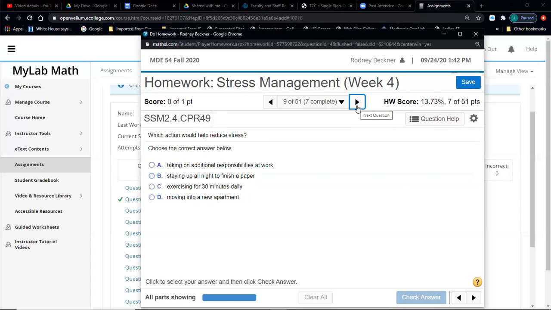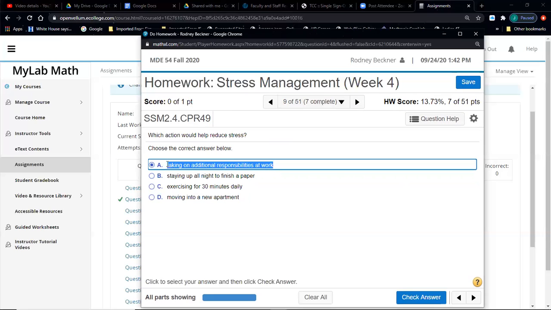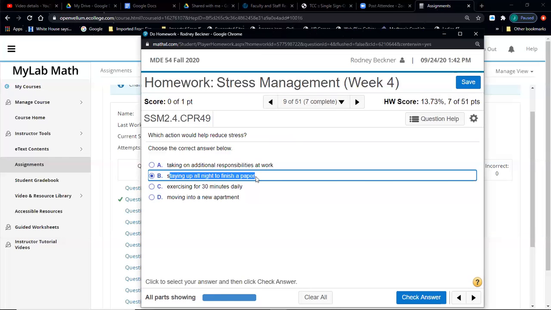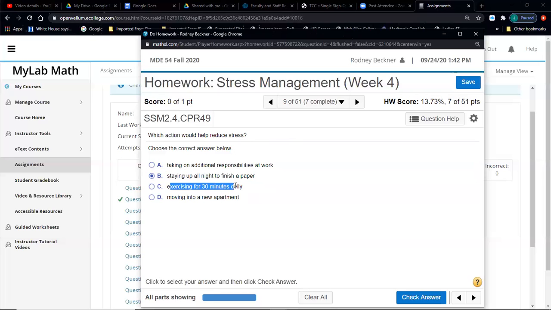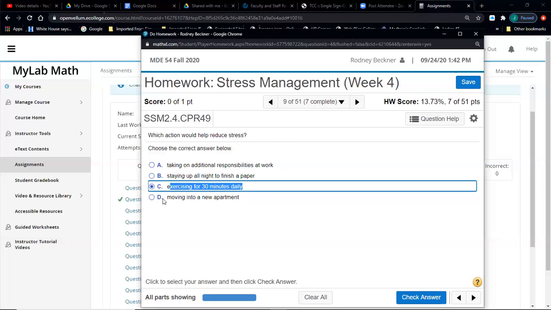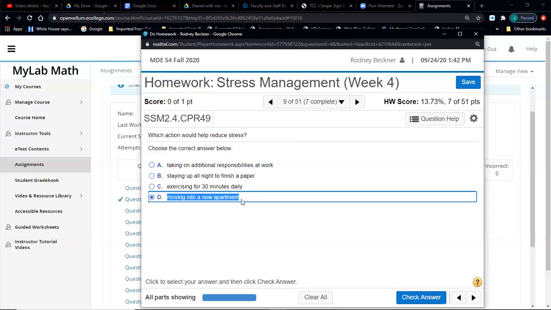What action helps reduce stress? This is a great one. Taking on additional responsibility at work. That's not going to make me stress less. Staying up all night to finish a paper. It's going to wreck your sleep pattern. I mean, if you get the paper done, maybe that makes you less stressed, but I don't know. Exercising for 30 minutes a day, moving into a new apartment. Moving is usually a stressor.